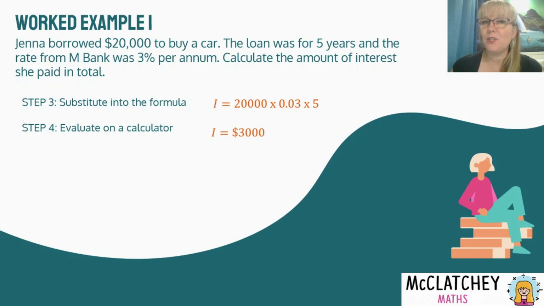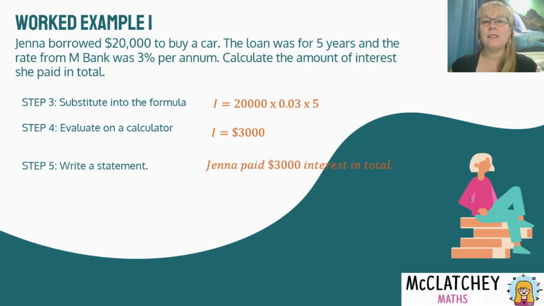Always important to state your final answer using a dollar sign for currency because we're calculating things with money. And lastly, we're going to write a statement because the question didn't say calculate I, it said calculate the amount of interest. So our final answer should always be a statement. Jenna paid $3,000 in interest in total. So that was our first worked example. Fairly easy, huh? Let's do something slightly a little bit more tricky.